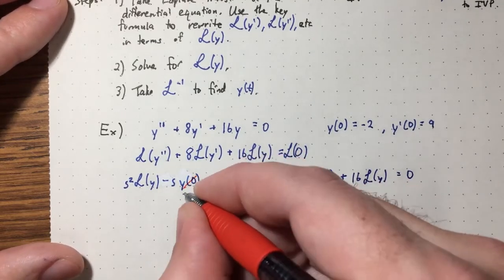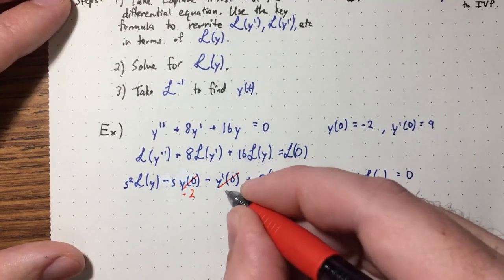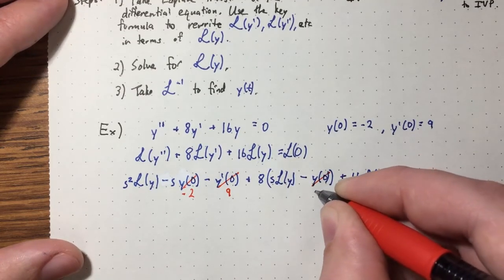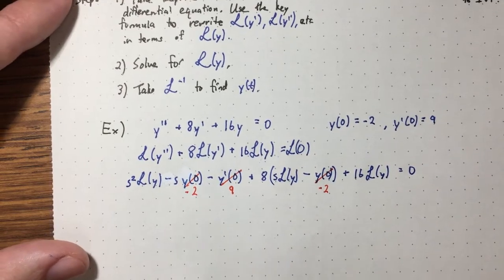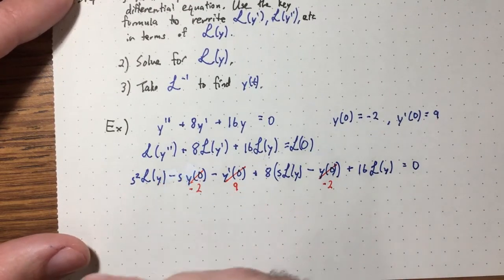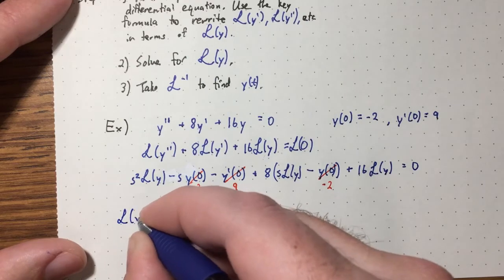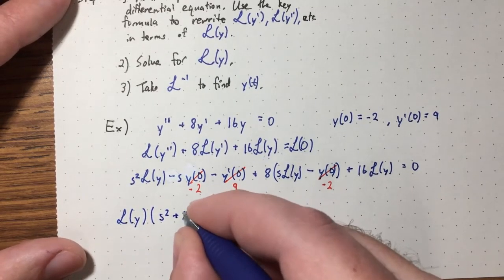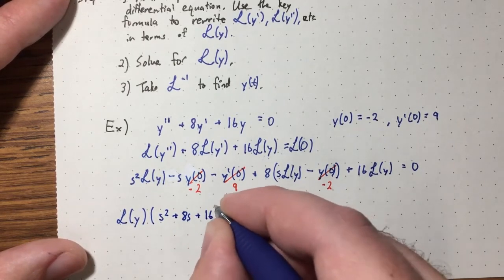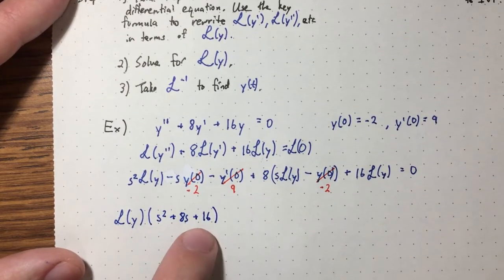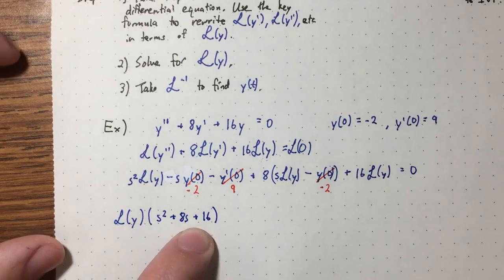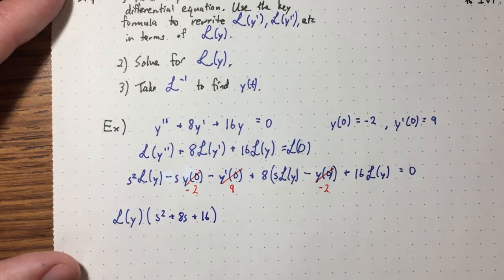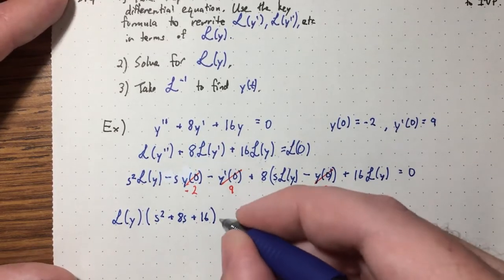What's y of 0? That's minus 2. And what is y prime of 0? That is 9. Here's another y of 0, minus 2. Okay, and then let's take all the L of y terms. So we have L of y times s squared plus 8s plus 16. Wait a second. What is that? That's the characteristic polynomial, isn't it? So that's actually no accident that that's turning up there.